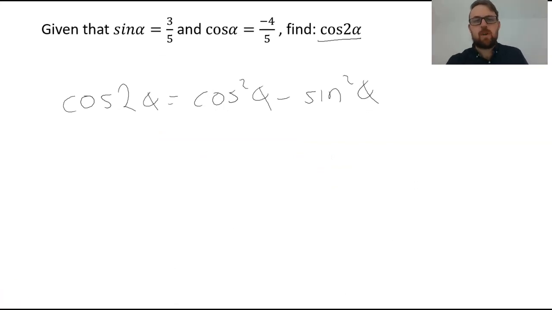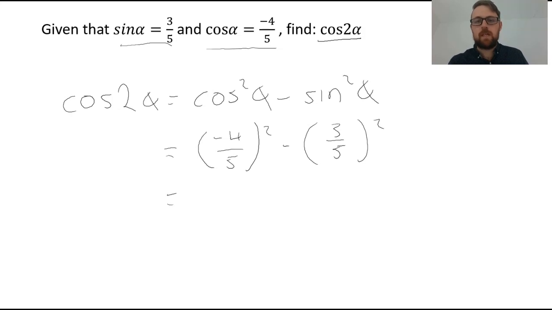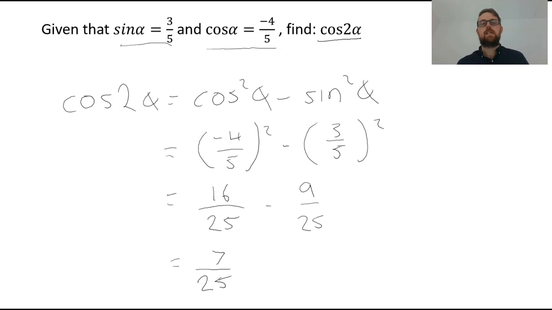Now I know what sine alpha is and cosine alpha is, and I can just substitute that straight in here. So I didn't know before, but now I can. So it's going to become cosine, which is negative 4 over 5 all squared, minus sine, which is 3 over 5 all squared. So we get negative 4 squared is 16 over 25, minus 9 over 25. All right, 16 minus 9 is 7 over 25, and that's our answer there. So you can see we've gone from something that we didn't know, using what we've been given, and we've come up with an answer, 7 over 25.